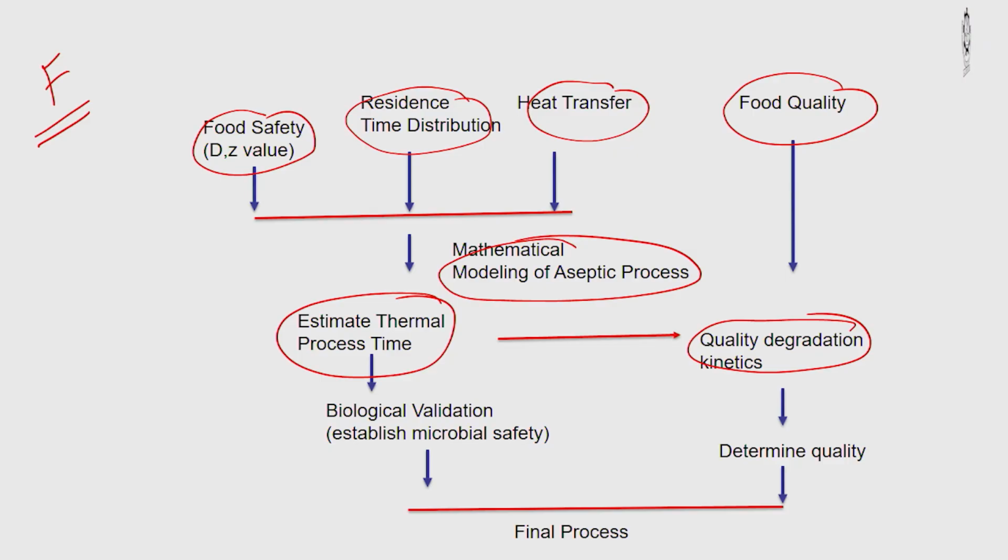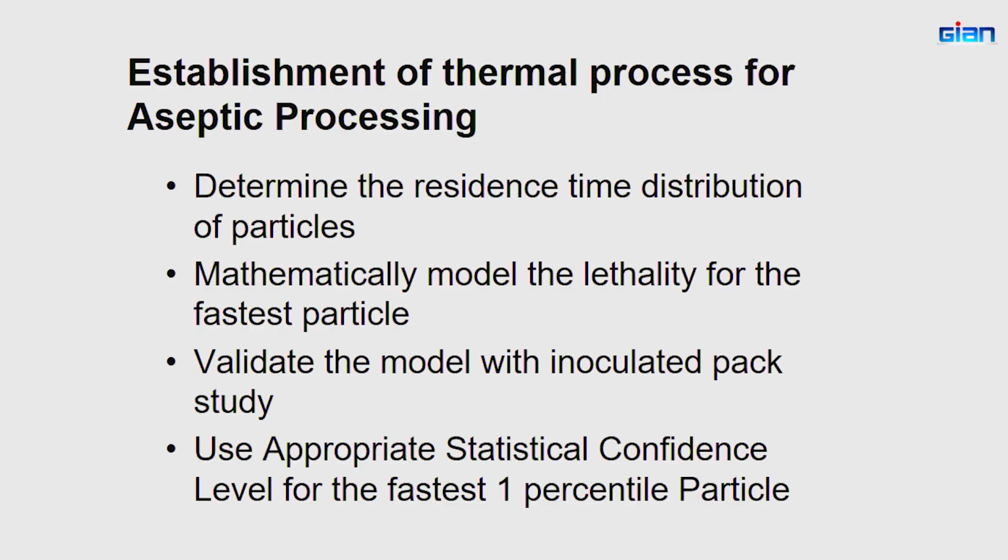So, let us say you achieve an 8 log reduction during certain process conditions, then you have to demonstrate whether or not you are able to achieve that desired log reduction using the biological indicator organisms. So for the thermal process conditions, first you need to look at the residence time, model lethality, and then we model it with the inoculated pack study, and then you have to use the statistical confidence level for the fastest 1% particle.